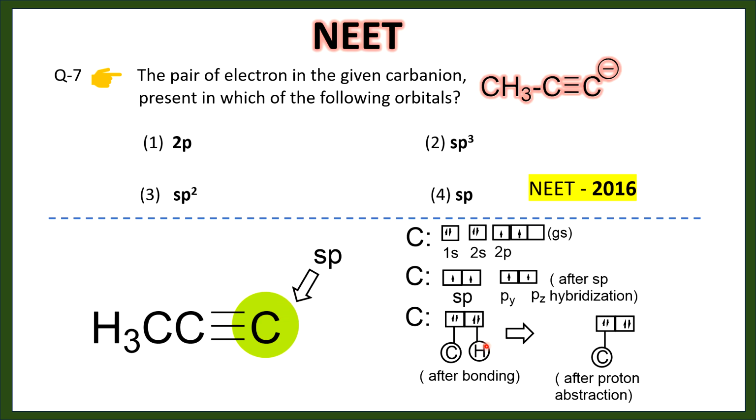So in that way, when this is deprotonated, the proton is removed, but the electrons remain in the same orbital. So the pair of electrons remains in the same orbital after proton abstraction. That means it is present in the sp orbital. So the correct option here is sp.